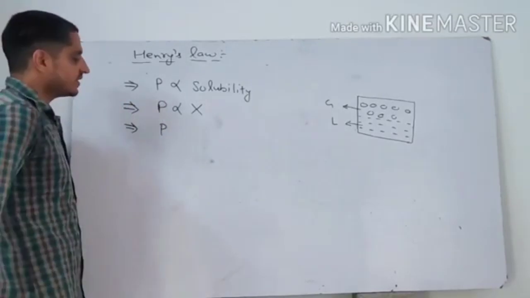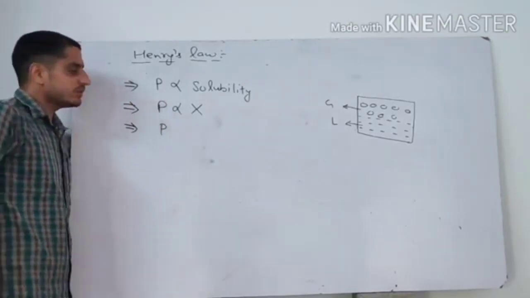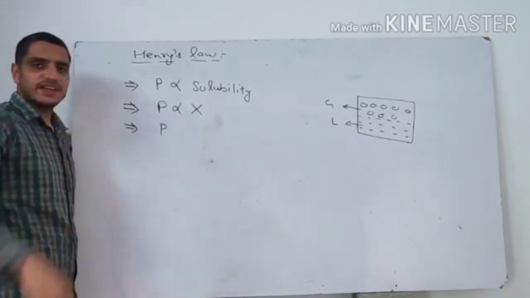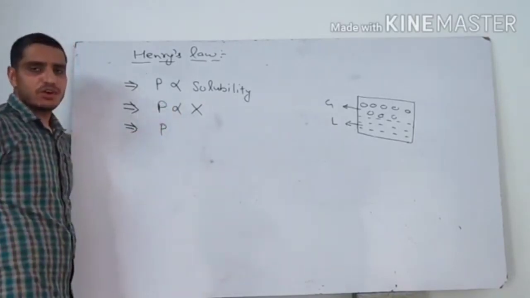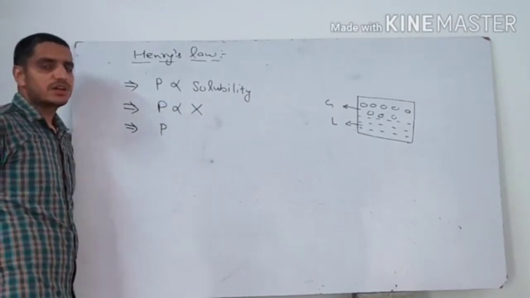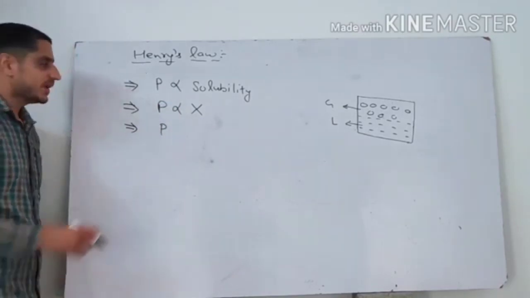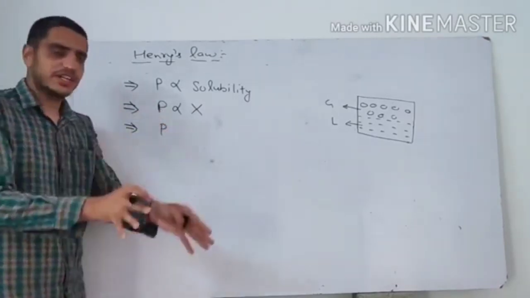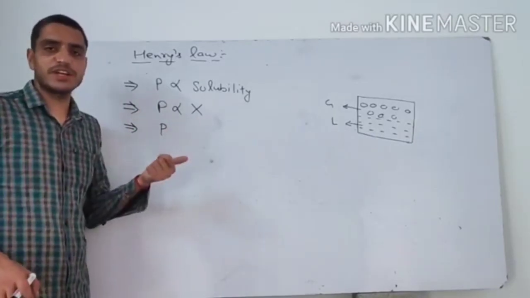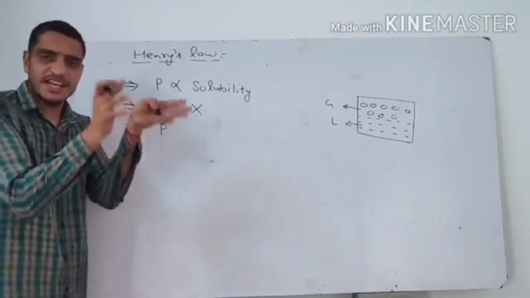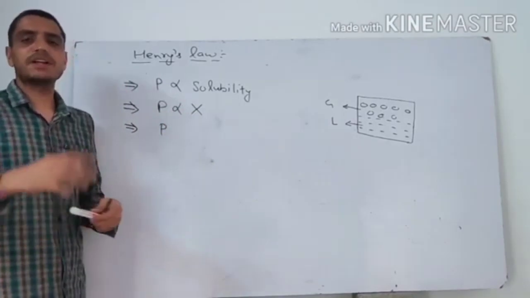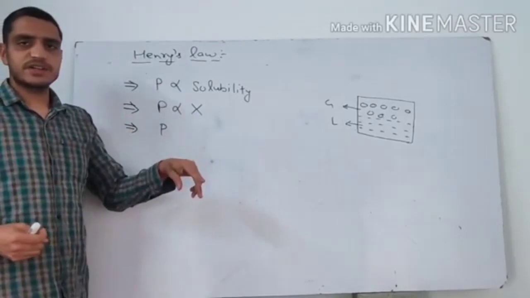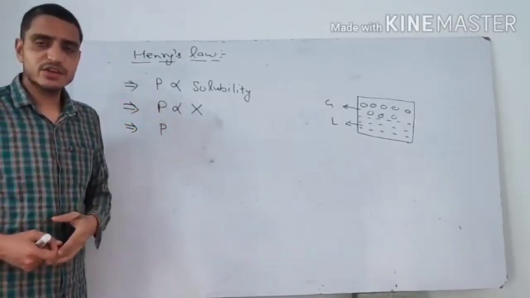Whenever you remove this proportionality sign, a constant comes. Now what do you mean by constant? It means when you increase the pressure of the gas on the liquid, its mole fraction will also increase. But how much would it increase? For example, if you increase the pressure by 1 atmosphere, how much will the mole fraction increase?